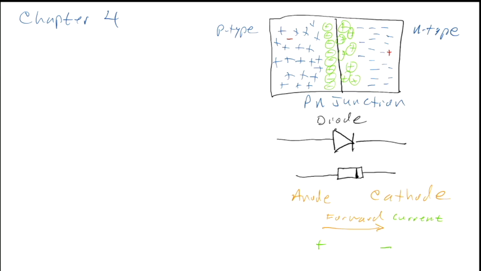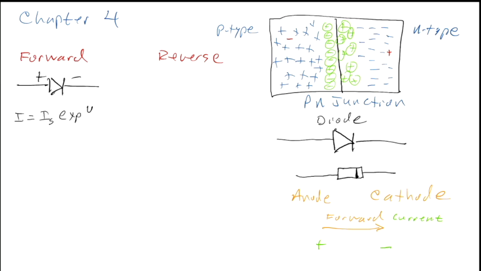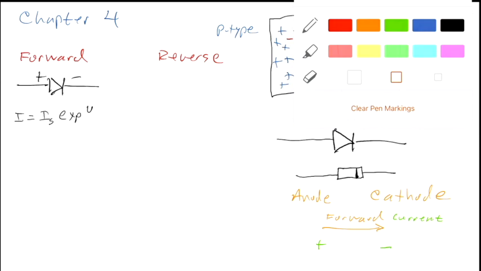So for forward bias, we've got a higher voltage on the anode than we have on the cathode, and the equation is I equals I_S e to the V over, well, let's just say it's a big number. Let me squeeze this in up here.